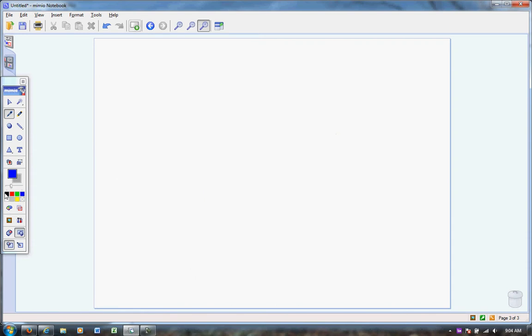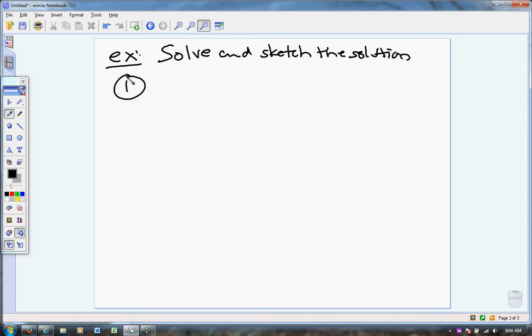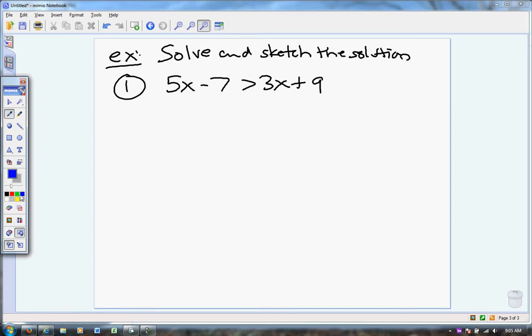Now, the next thing that we need to know how to do is to solve and sketch the solution. So they're going to give you an inequality, 5x minus 7 is greater than 3x plus 9, and they want you to solve it. Well, the good news is we just treat this like a regular old equation. We just have to remember if I multiply or divide by a negative, I flip the sign. So we just pretend that this thing right here is an equals, and we just go ahead and proceed like normal.